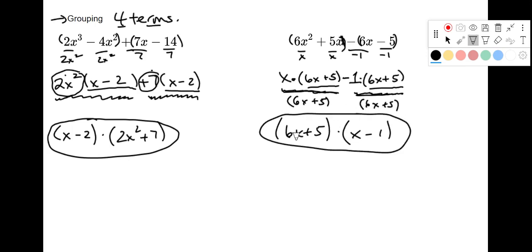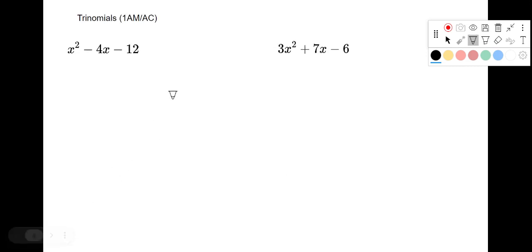Again, if I were to FOIL or double distribute the 6x plus 5 times x minus 1, I should get back to here. If I don't get back to this, then this is wrong. There's no other way to put it. So you can check to make sure that you factored correctly. All right, let's go on to look at trinomials.